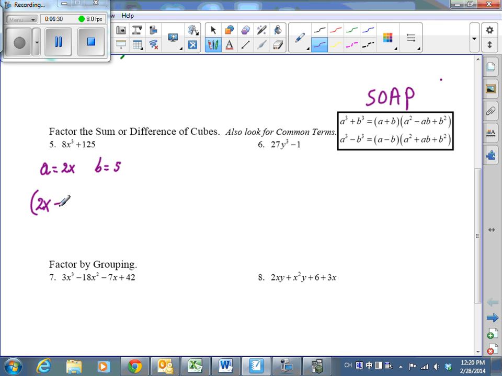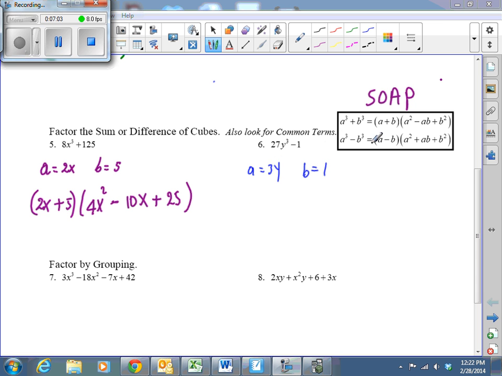Plus, same sign. After the same sign, we need opposite sign and always positive. There are values that will go in here. The first value is a squared. So let's go ahead and square a. If you square a, what do you get? 4x squared. And if you do a times b, what do you get? You get 10x, right? And if you square b, you get 25.